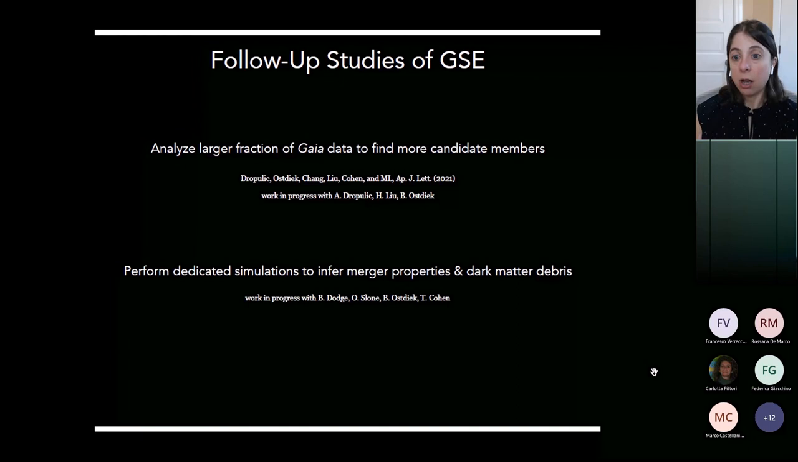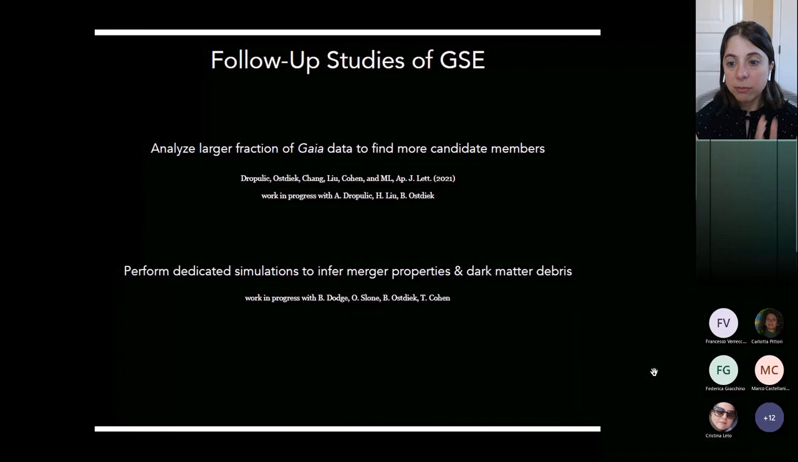And then the second piece is actually running dedicated simulations of GSE-type mergers to really identify the properties of the GSE galaxy: its original mass, its original infall time, its orbital properties. That's really key if we want to make sure that we definitely understand the dark matter that would have come from the GSE and the properties of that dark matter today.